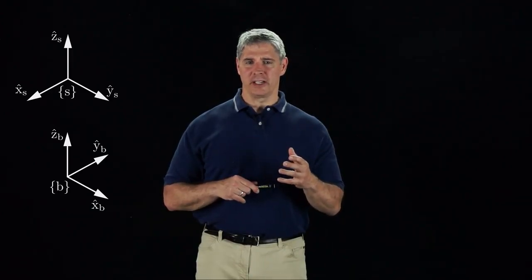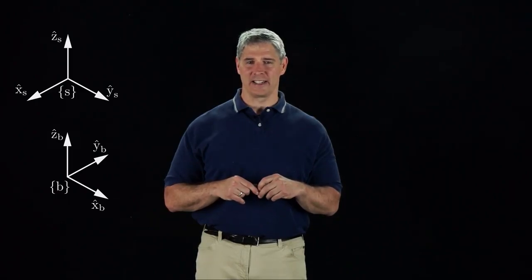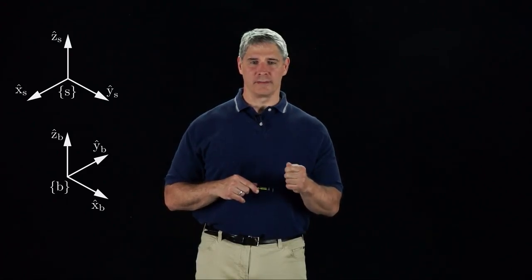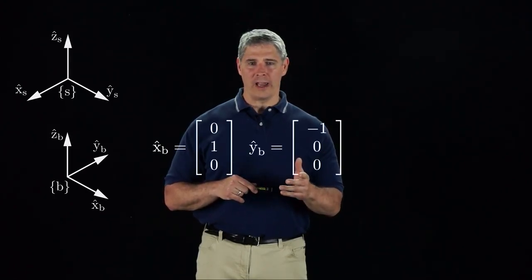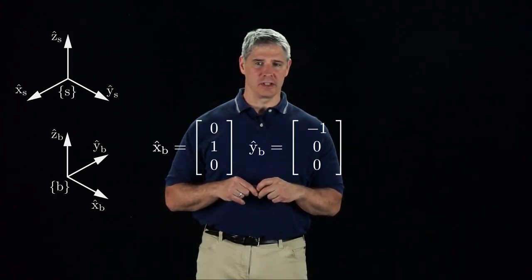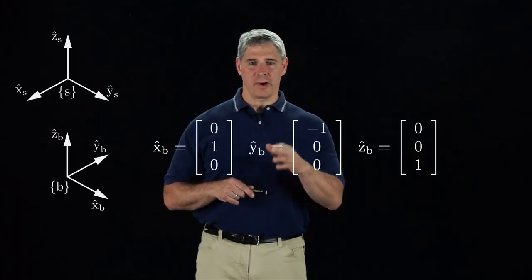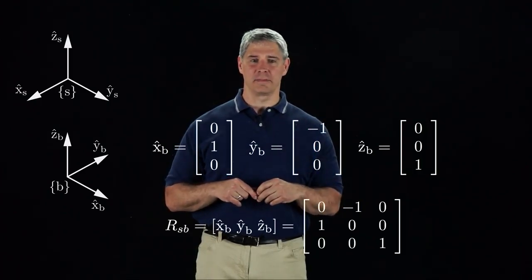We can express the orientation of the frame B relative to S by writing the unit coordinate axes of frame B in the coordinates of frame S. In the coordinates of S, the XB axis is 0, 1, 0, the YB axis is -1, 0, 0, and the ZB axis is 0, 0, 1. We can write these column vectors side by side to form the rotation matrix RSB.